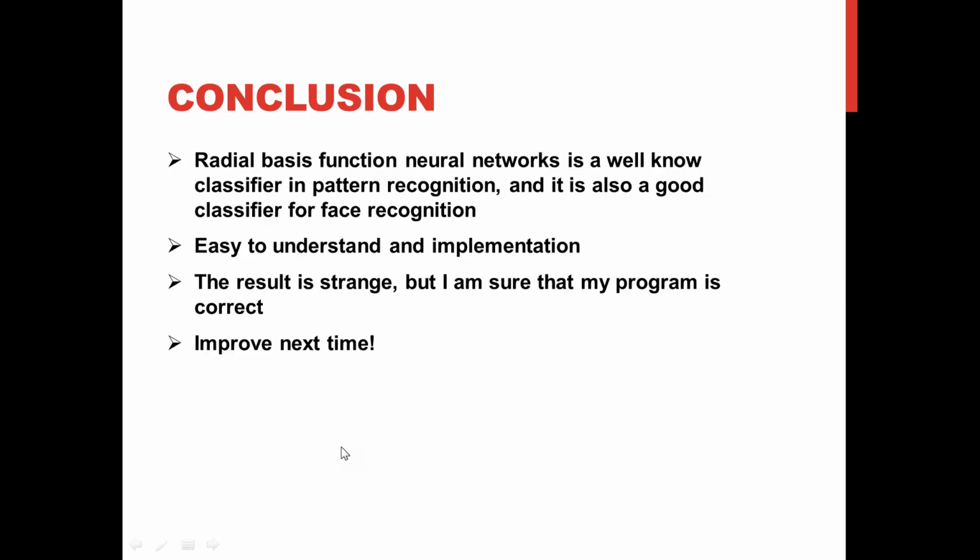Let's draw a conclusion: the radial basis function neural network is a well-known classifier in pattern recognition, and it's easy to understand and easy to implement. The result is very strange. Maybe some parameters of the RBF neural network are not correct, but I'm not sure. But I'm pretty sure that my program correctly implements all of these things. Maybe I will improve next time.